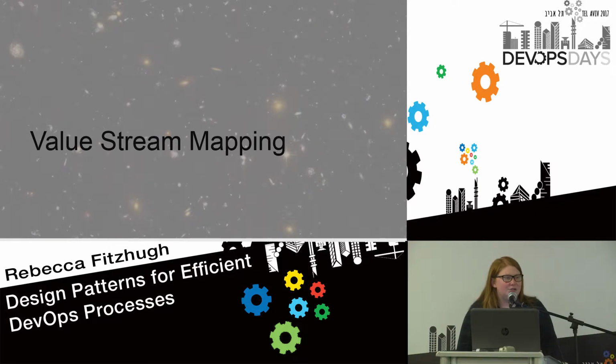So we're going to look at value stream mapping. We're going to look at release engineering, test automation, and change management, everybody's favorite topic. Right? So who in here is familiar with value stream mapping? A couple of people. Who in here actually practices value stream mapping? All right, a couple of people.